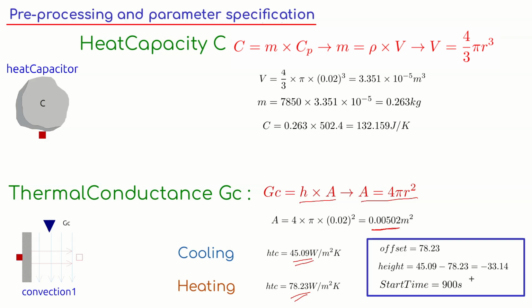Now to translate this into the form where we need in our step component, we can say that the transition happens at 900 seconds, and initially during the heating phase, that is before the start time, our value is 78.23, and after the start time, the value is the difference between final and initial. So it is the final value minus the initial value, which is negative 33.14. So we can assign these values to our model.